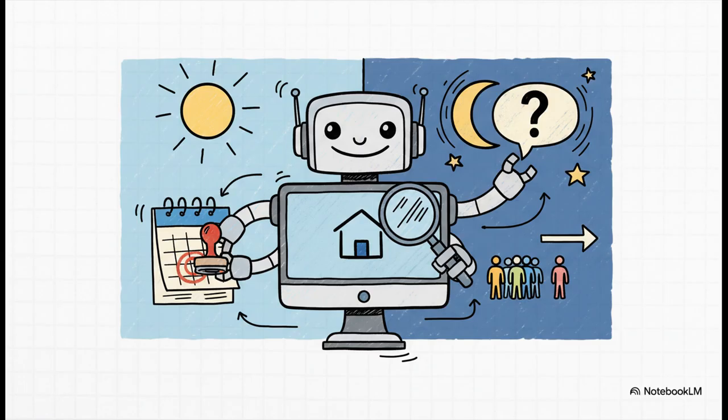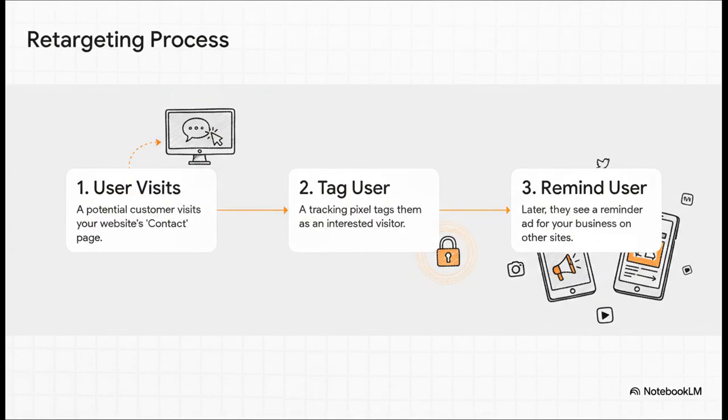It can handle things like self-service bookings, it can answer all those frequently asked questions through a blog, and it can automatically filter out unqualified job applicants, all of which frees up your team to focus on the really high-value stuff. And it can even follow up with people who've shown interest.